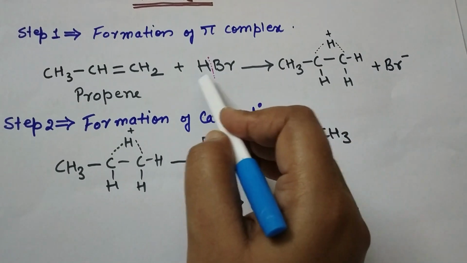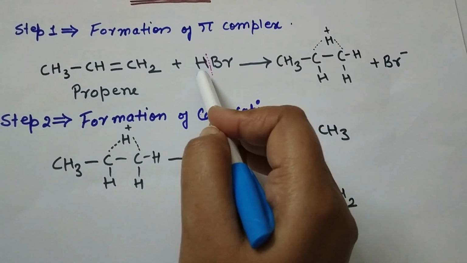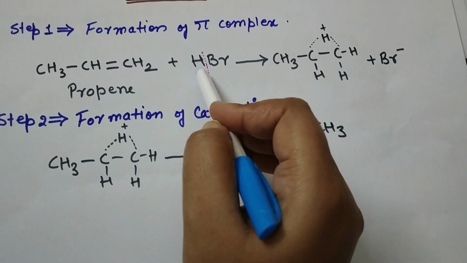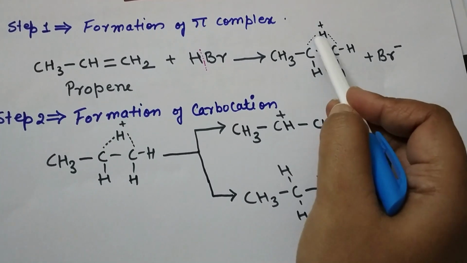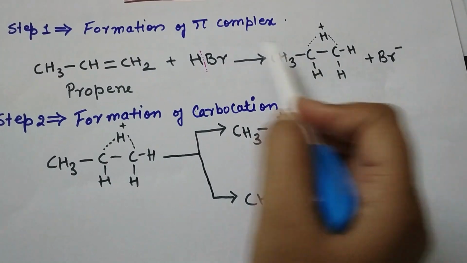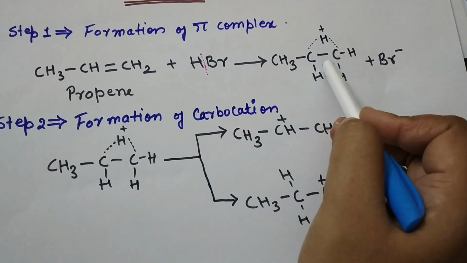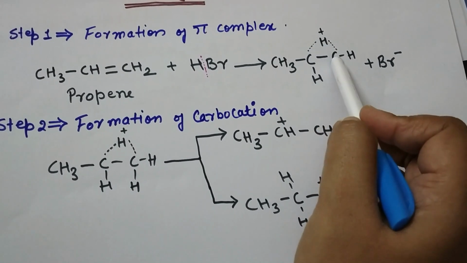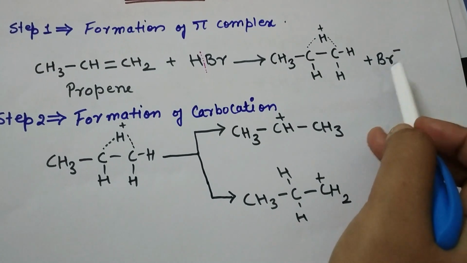When it reacts with hydrogen bromide, the H, the positive part, the proton, will split from the HBr and form a partial bond with both the carbons. Here you can see the proton will form a partial bond with both the carbons. The double bond will break and that bond is utilized to form a partial bond with these two carbons. So here you can see bromide ion is liberated.